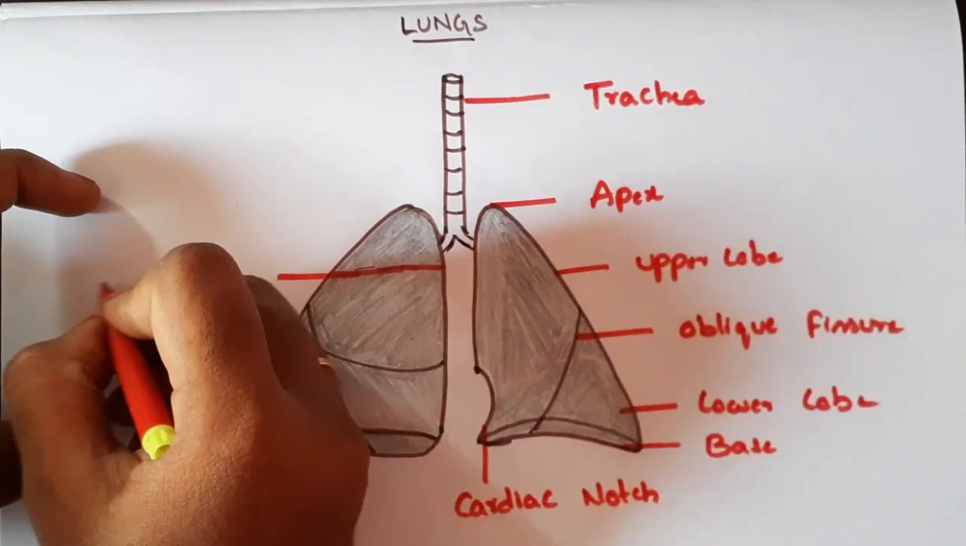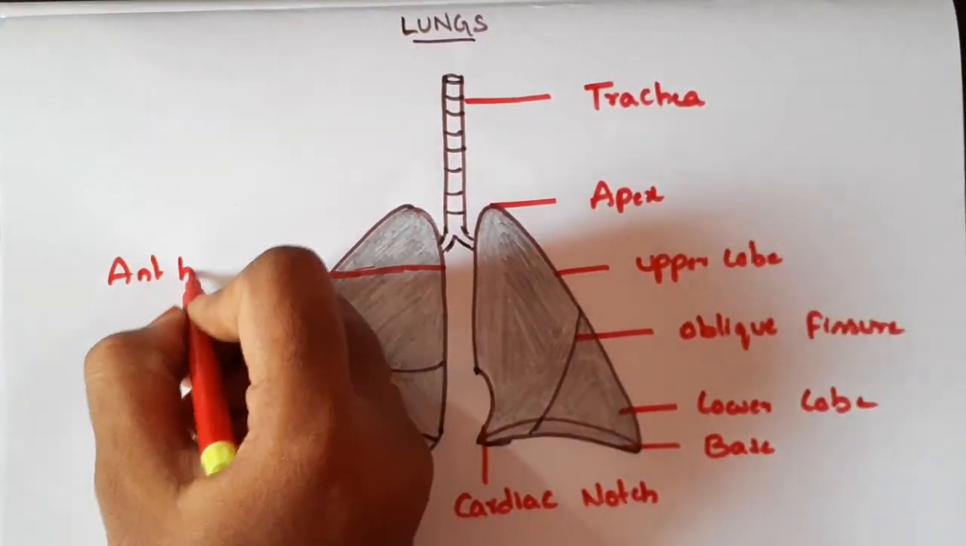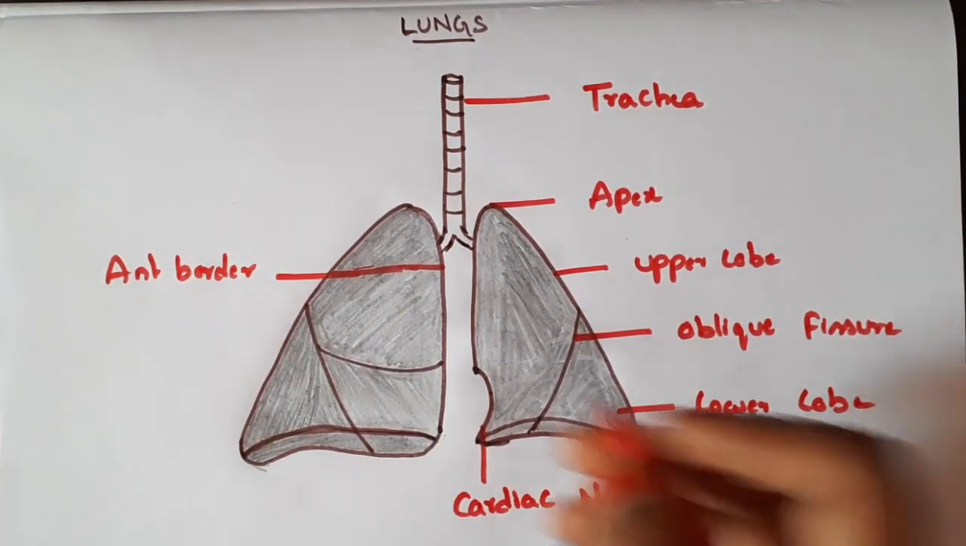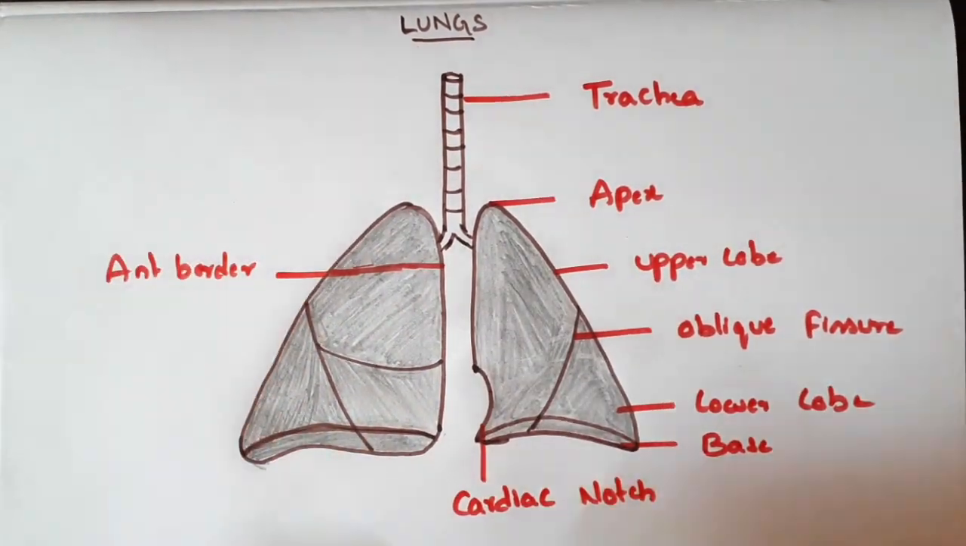This is the anterior border. I just mentioned on one side, this and three borders will be there for two lungs. Anterior border.